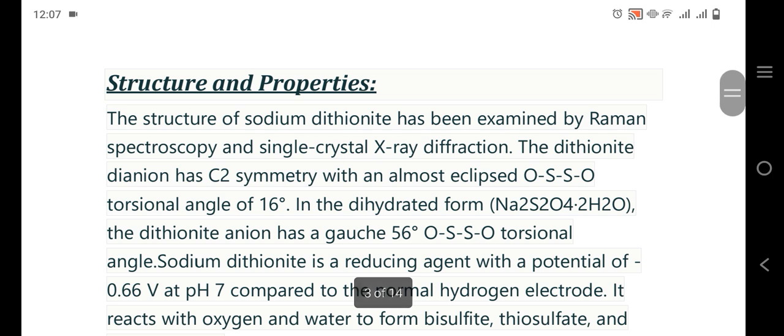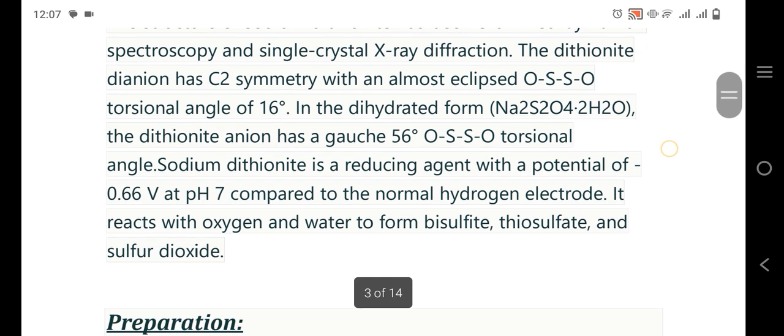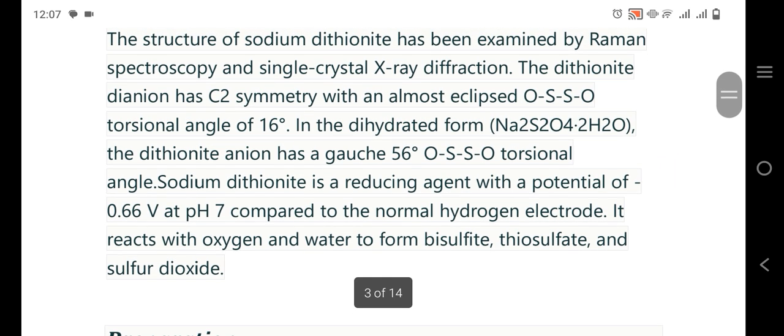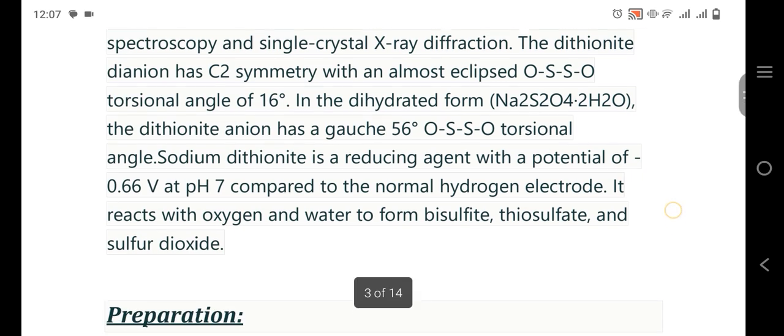The next one is the structure and properties of sodium hydrosulfide. The structure of sodium dithionite or sodium hydrosulfide has been examined by Raman spectroscopy and single crystal X-ray diffraction. Sodium hydrosulfide is a reducing agent with a potential of 0.66 volt at pH 7 compared to the normal hydrogen electrode. It reacts with oxygen and water to form bisulfite, thiosulfite, and sulfur dioxide.